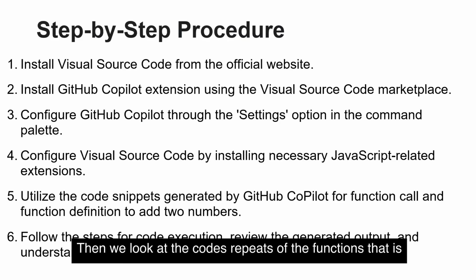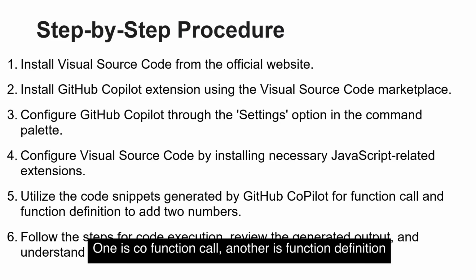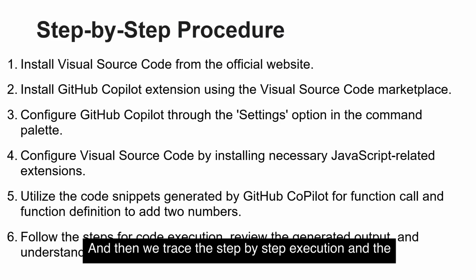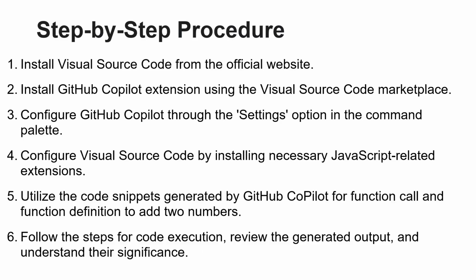Then we look at the code snippets of the functions. That is, we have two code snippets here. One is function call, and another is function definition, which will be generated using GitHub Copilot, an AI tool. And then we'll trace the step-by-step execution and the output generation, and understand the significance of this AI tool.